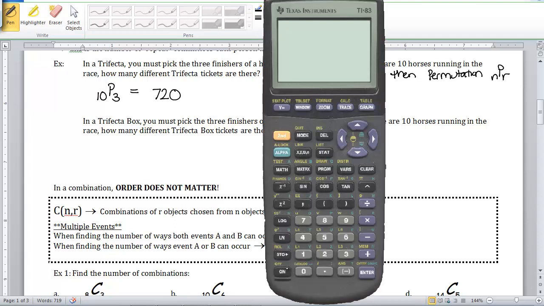So in my calculator, I need to enter the number of objects, go to Math, scroll over to Probability, and number 2 is for permutation, nPr. And again, I needed 3. Calculate, 720 for me.